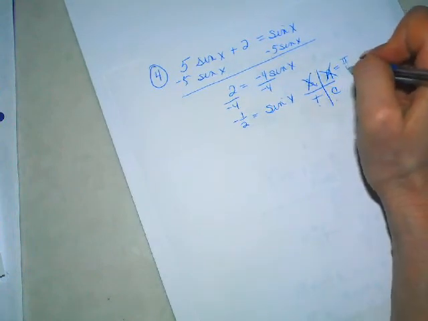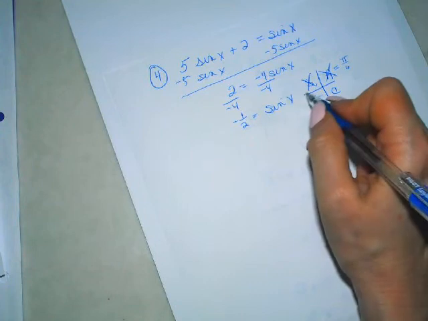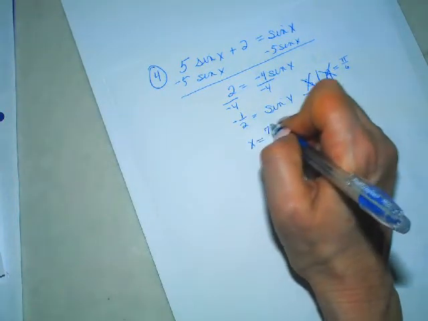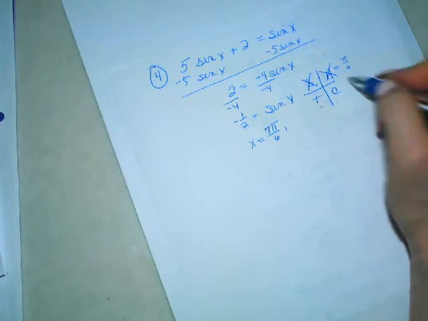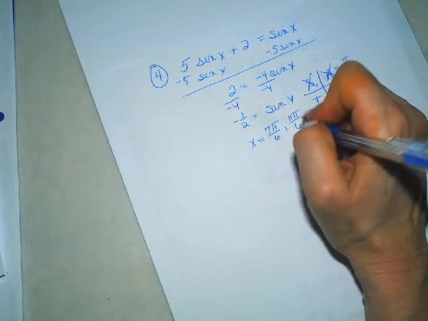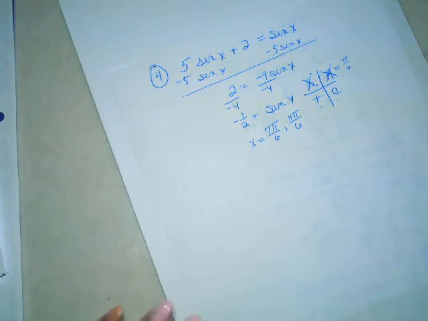We know that the reference angle is going to be pi over 6. So in this quadrant, I'm past 6 pi over 6, so it's 7 pi over 6. And in the other, it's not yet 12 pi over 6, so it's my favorite, 11 pi over 6.